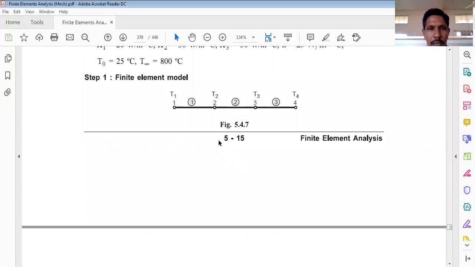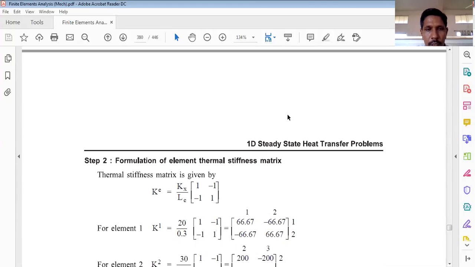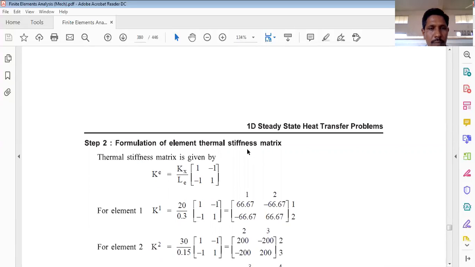Our aim is to determine the temperature distribution in the wall, meaning that we have to determine T1, T2, T3 and T4. But T4 is specified, which is equal to T0, and the value of this is 20 degrees centigrade. The second step is to have the stiffness matrix of the thermal problem. There are three elements. We have to have the conduction matrix first.